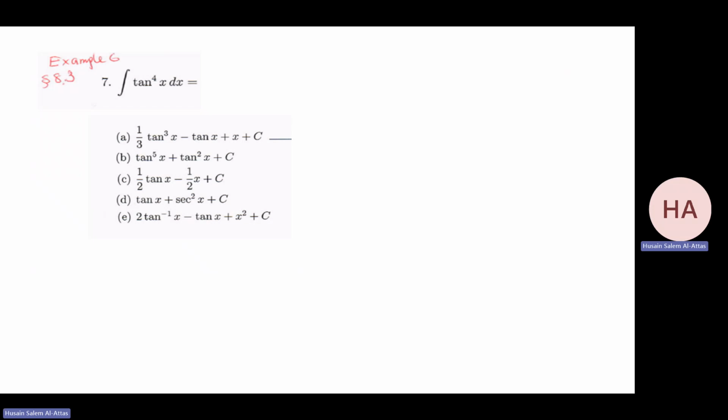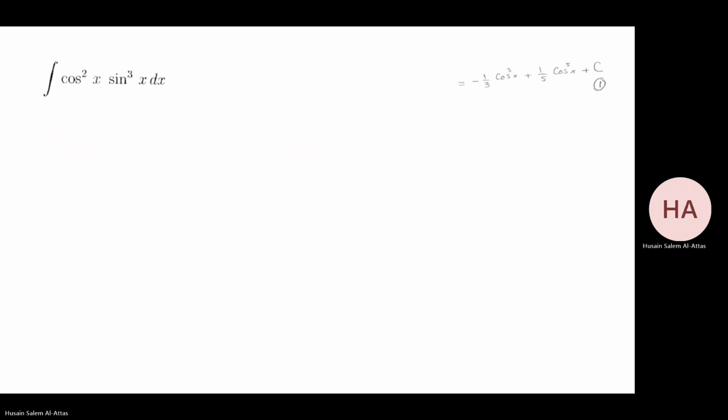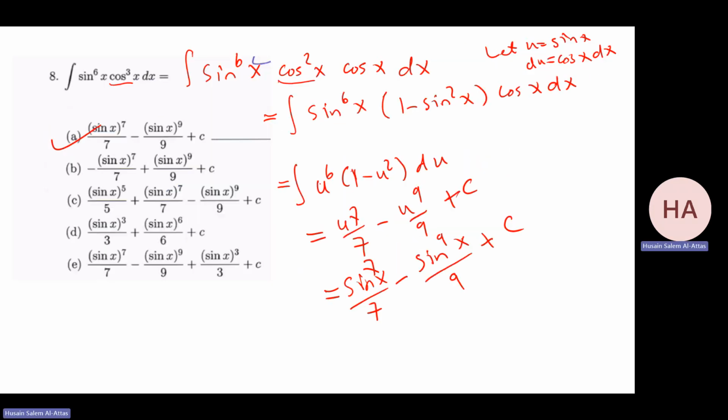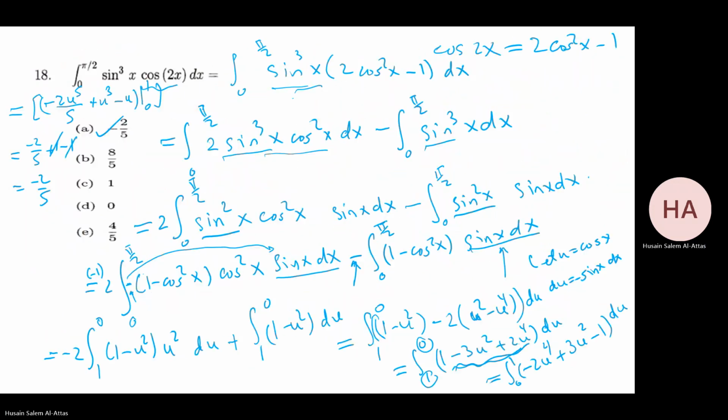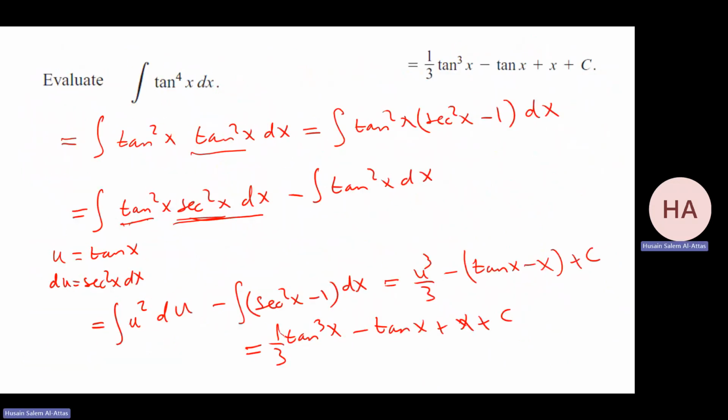Tan to the power 4. The power of tan is even. If the power of tan is even, I think we did it before. Yeah, we did it before. So that will be 1/3 tan cube minus tan plus x plus c.